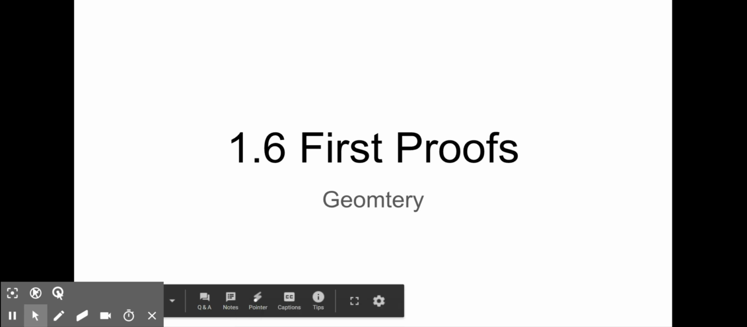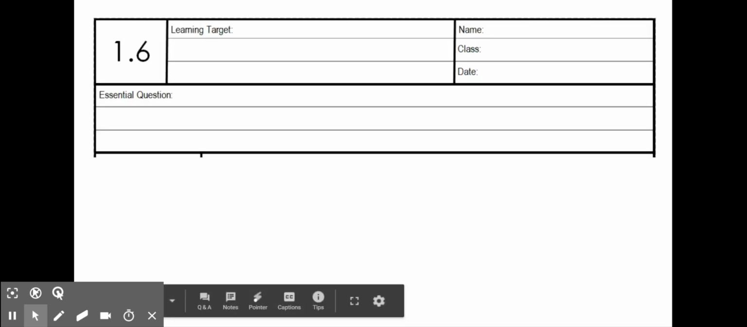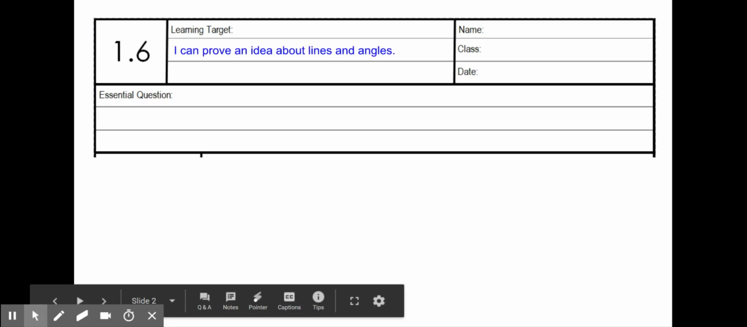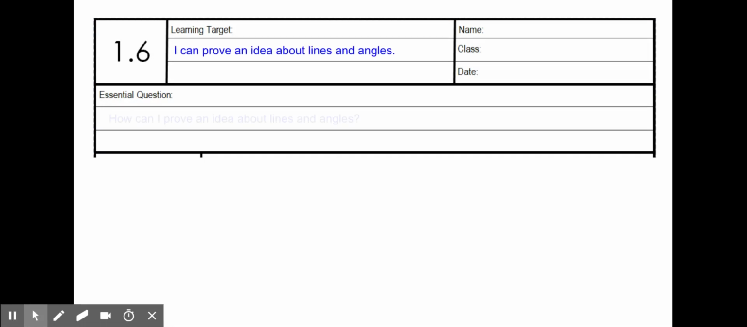Hi, geometry students. Let's look at lesson 6, unit 1, and work on some proofs. So we're going to prove an idea about lines and angles, and our essential question isn't too far removed from that. How can I prove an idea about lines and angles? You'll probably need to pause the video as I won't be writing out as many words this time.